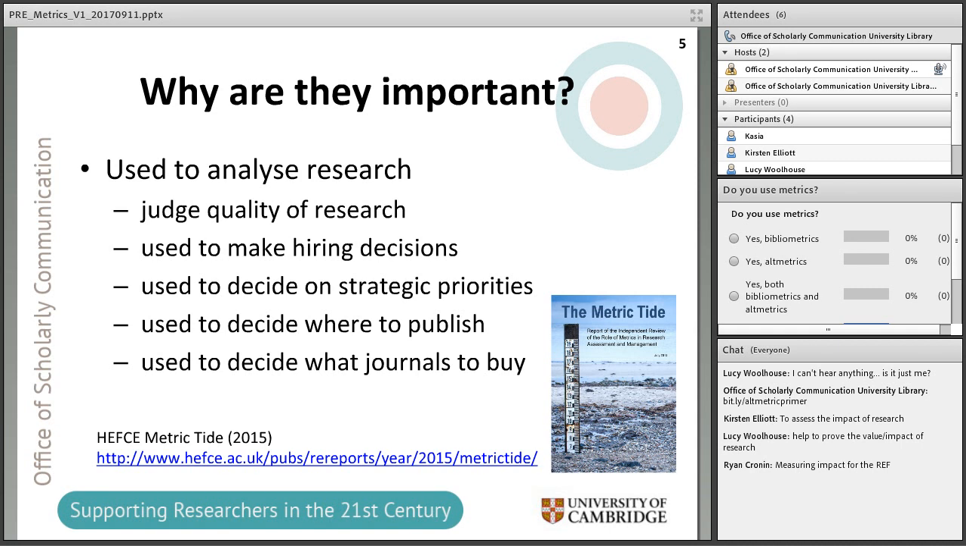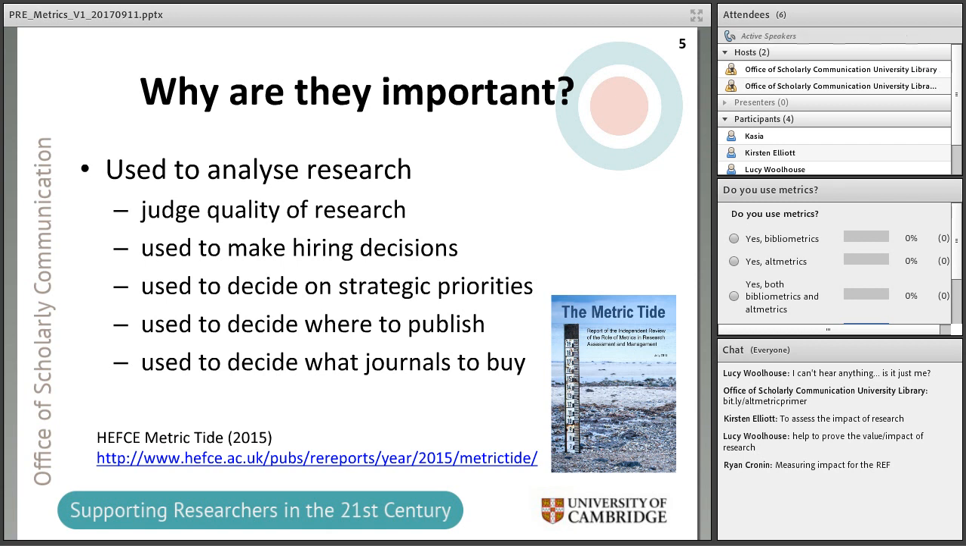So there was a big report that came out in 2015 by HEFCE, the Higher Education Funding Council for England, which is the UK government council that deals with higher education. It's called The Metric Tide, and it's available at that link there. It really did a big review of how metrics are used in research and to assess research. And it had lots of recommendations about how metrics should be used, and especially how metrics might be used around the next REF.